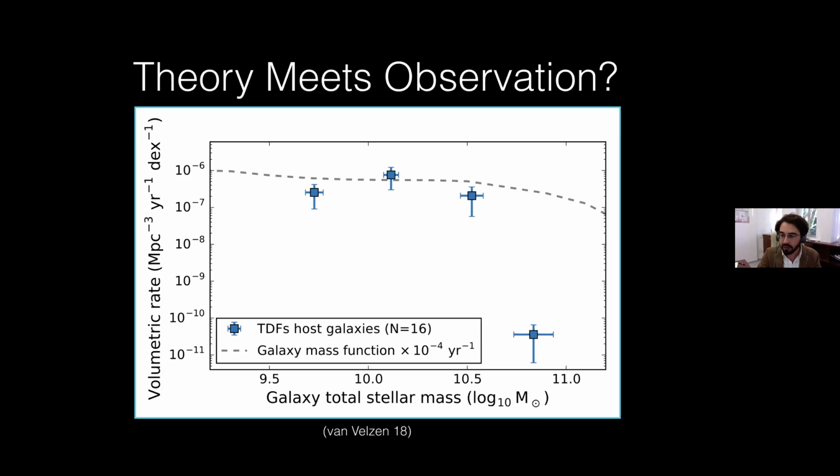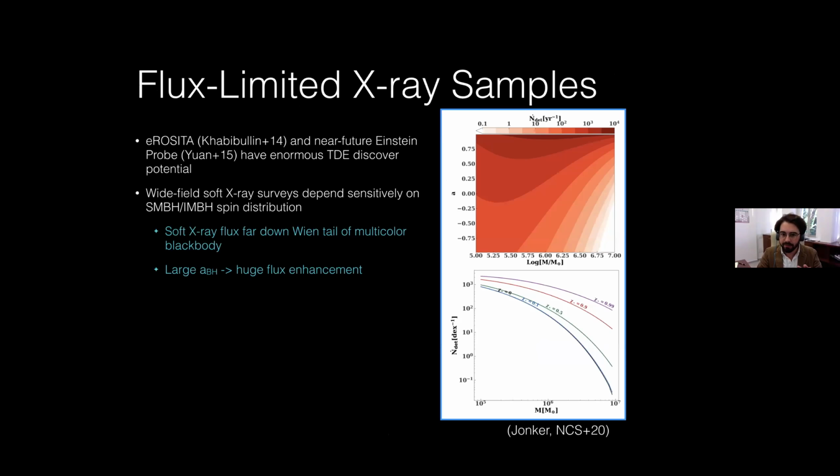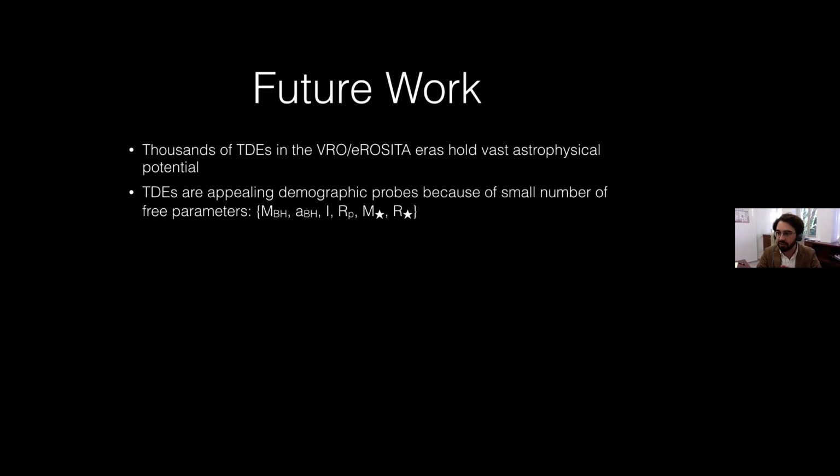I'm just about out of time, so I'm going to skip these 2 slides and go straight to my conclusions. One thing I want to emphasize is that even though our current sample of TDEs is modest, just a few dozen flares, in the very near future, the Vera Rubin Observatory and potentially the eROSITA X-ray survey will find thousands of flares, thousands of new TDEs every year.